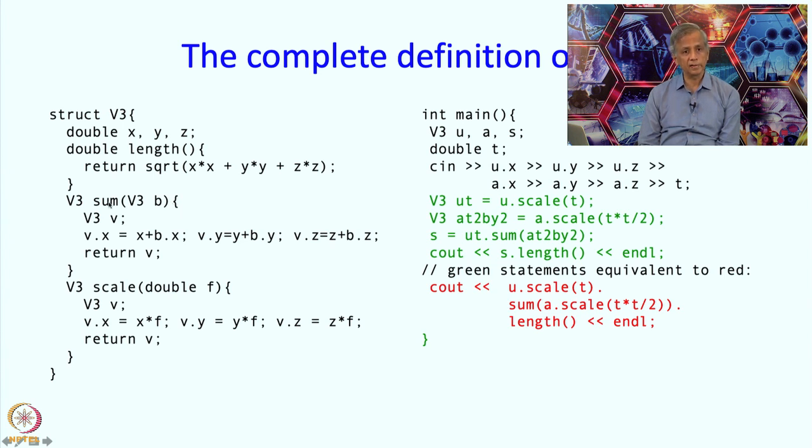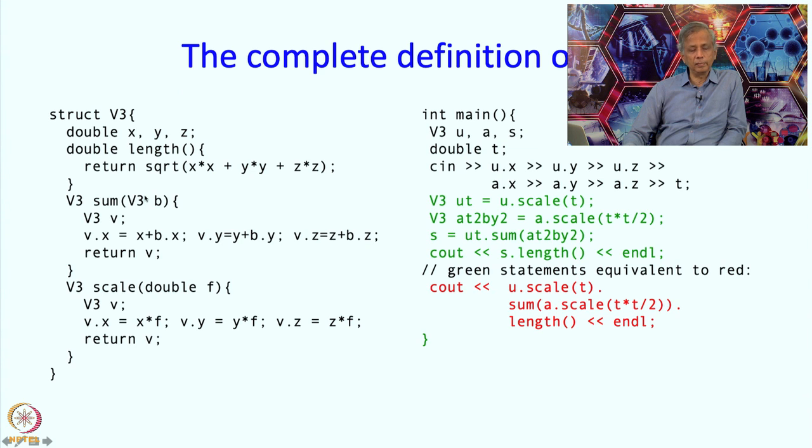Now, that sum, the first argument is the receiver itself. So, coming over here, we are doing ut dot sum of 80 by 2. So, ut is one v3 which is being added to 80 by 2 which is another v3. In this case, this b is going to be 80 by 2 and ut is going to be the receiver for this. All right. So, now how does this function work?